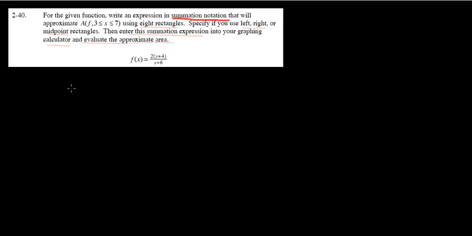So let's start off by looking at, let's say, left endpoint. So remember, if we're looking between 3 and 7, right now I don't even care what our function looks like. So let's say it looks like this. Okay, and I want to use 8 rectangles. That means I need to split this region into 8 different sections.